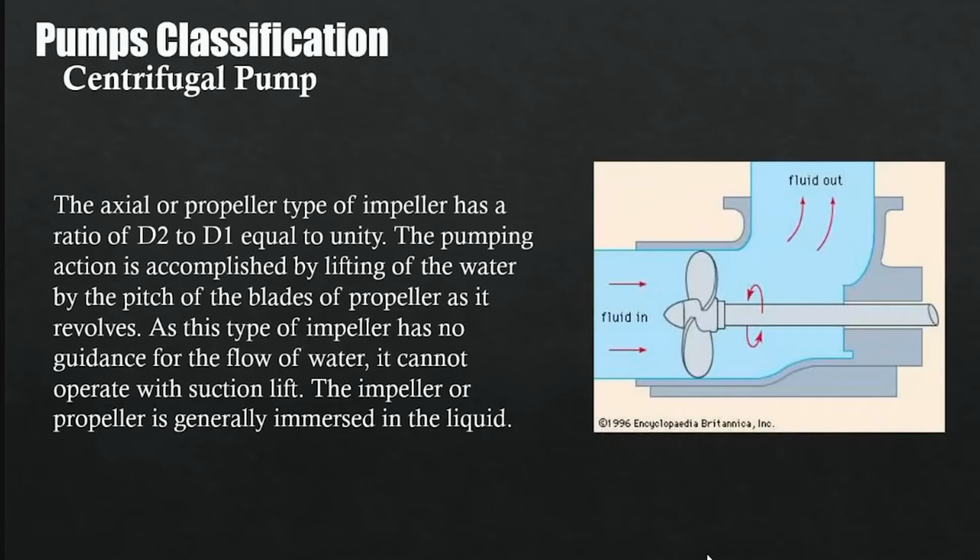The next classification of centrifugal pump is the axial or propeller type of impeller, which has a ratio of outside to inside equal to unity. The pumping action is accomplished by lifting of the water by the pitch of the blades of the propeller as it revolves. As this type of impeller has no guidance for the flow of water, it cannot operate with suction lift. The impeller or propeller is generally immersed in the liquid.